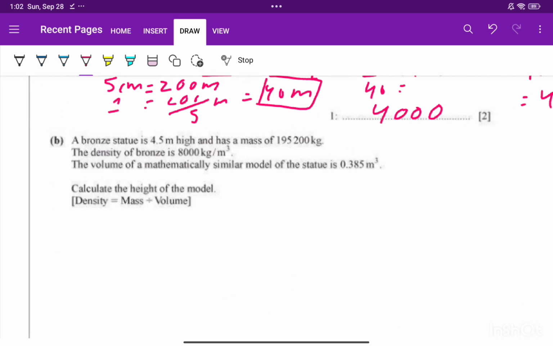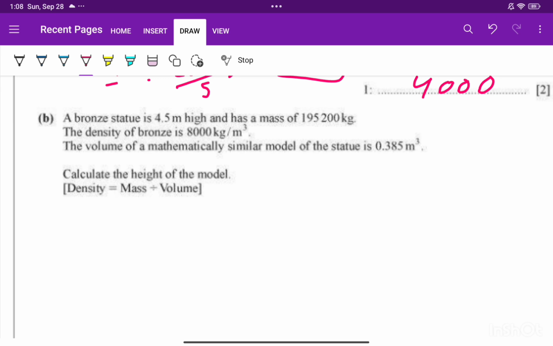Part B. The statue is 4.5 meter in height and has a mass of 195200 kg. The density is 8000 kg per meter cube. The volume of a mathematically similar model of the statue is 0.385. Calculate the height of the model. So they are talking about two statues, one is this, and the second statue. They both are mathematically similar, and the density is equal to mass upon volume.